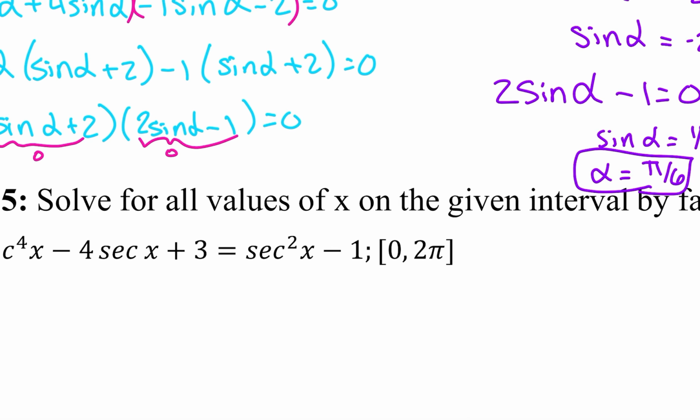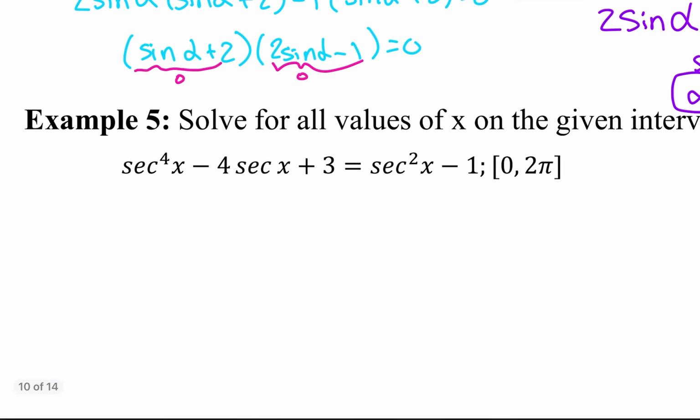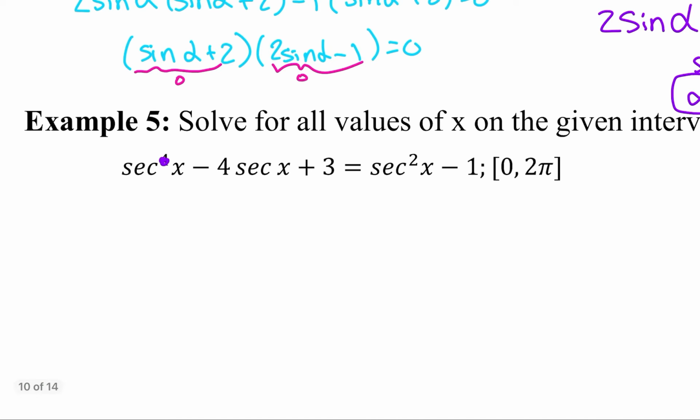All right, and that brings us into this last question, which I can tell you that there is a small typo in this last section. This should not be to the fourth. This should be to the third.